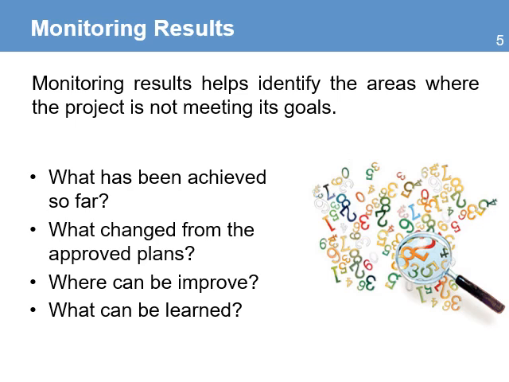Monitoring results helps identify the areas where the project is having problems meeting its goals, and you need to be able to answer these questions. What has been achieved so far? What changed from the approved plans? The plans serve as a guide to implement the project, but there are many factors that could have impacted and deviated the project from the original plans. You also need to identify what can be improved and what has been learned. That will provide the input for the adapting phase, and you and the team start looking for ways to improve the project and make it more effective and efficient in achieving the desired results.